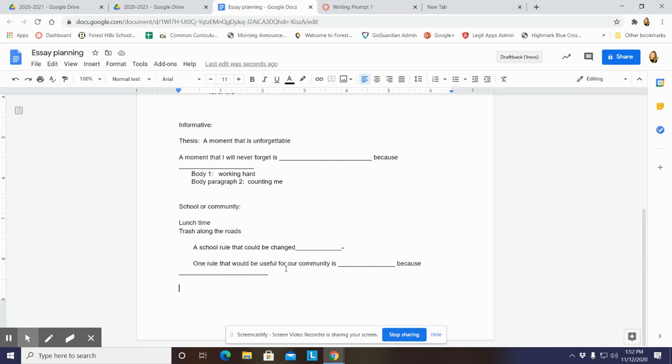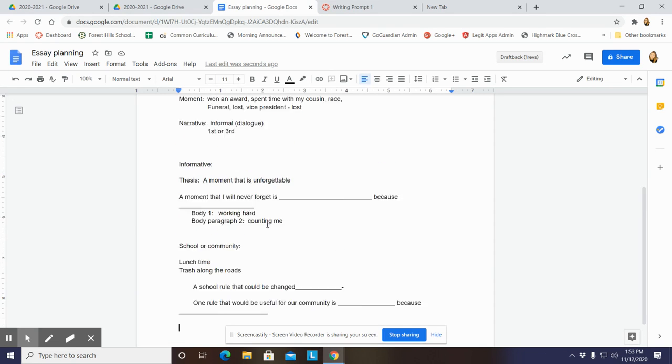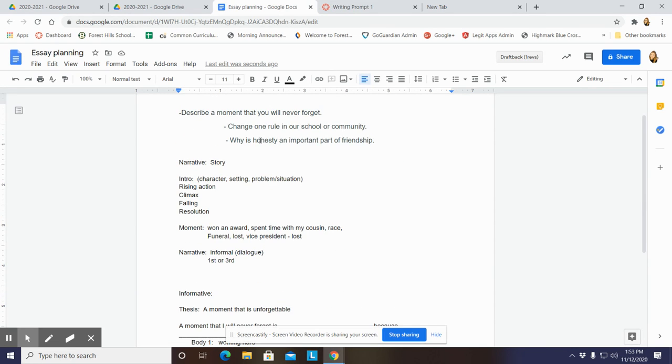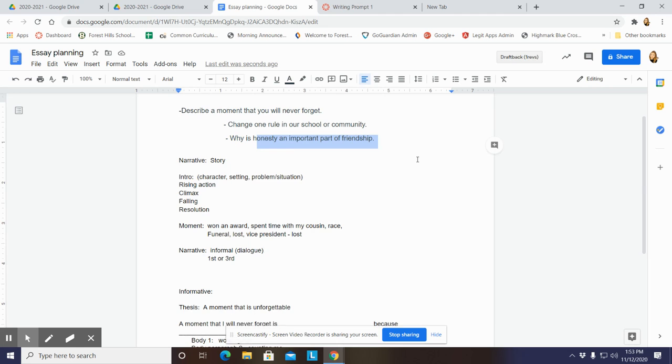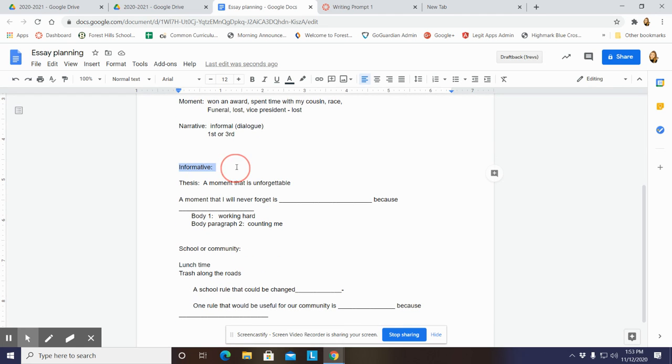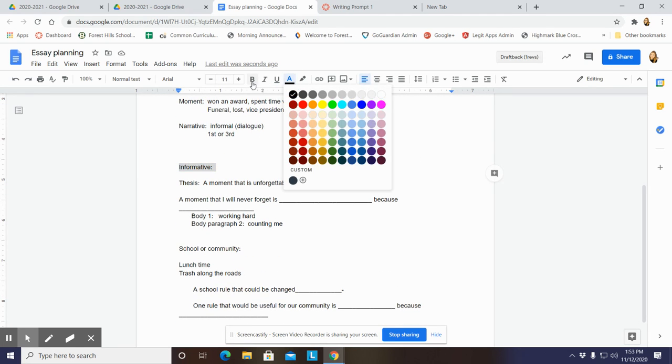You want to brainstorm, so make lists, jot some ideas, just start typing. And you're not starting typing your essay, you're just typing some ideas. Okay, and then again, with this thesis statement, you would say honesty is an important part of friendship because, and then that's where you would come up with your own idea. So that is for the informative essay.